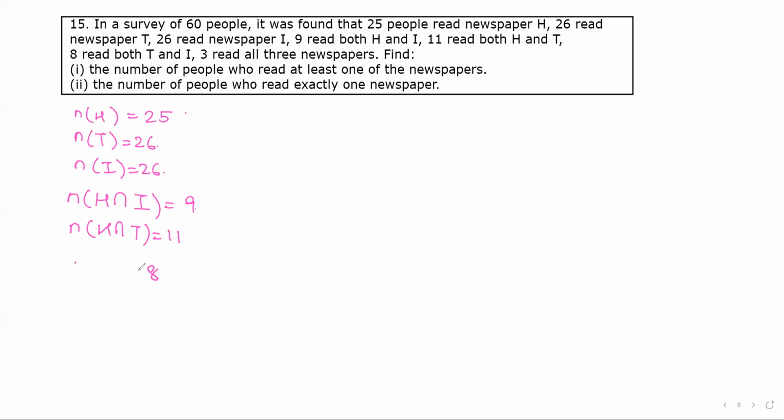8 read both T and I, so n of T intersection I is 8. 3 read all 3 newspapers. n of T intersection H intersection I is equal to 3. Find the number of people who read at least one of the newspapers. When you are supposed to find at least one, you're finding n of A union B union C. Then, the number of people who read exactly one newspaper. Now, this is a big set, so let's solve the first part first.